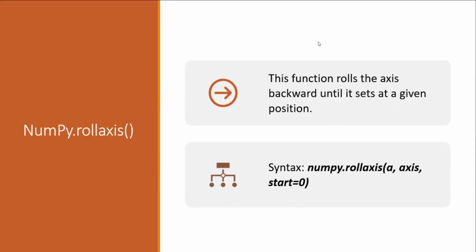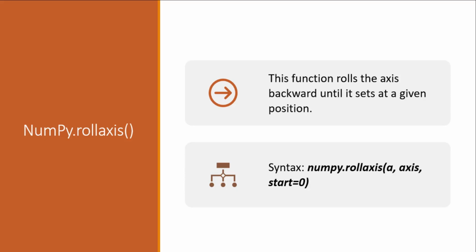Now we will understand our next function, numpy.rollaxis. This function rolls the axis backward until it lies at a given position, and this function is available in the NumPy module and it takes 3 parameters. The first one is a. This parameter specifies the input array whose elements we want to transpose. The next one is axis. It specifies the axis to roll backward. The last parameter is start. By default, it takes the value 0 to complete the roll.